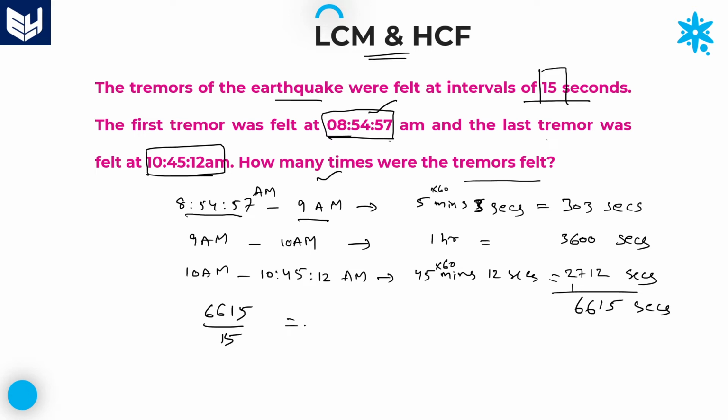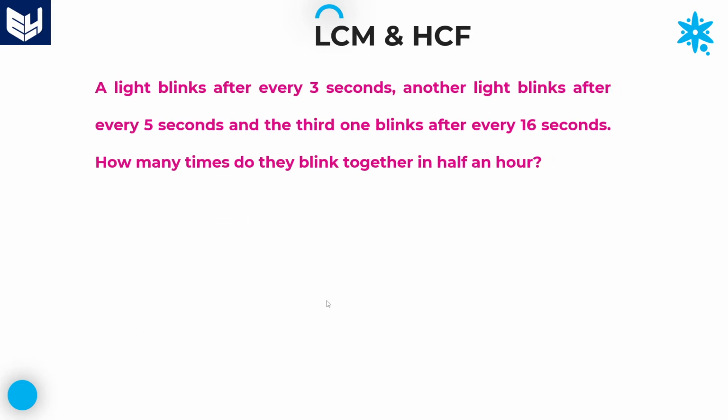Here, 15 fours are 60, again 6 is left over. 61 means again 16 fours, after that 15 ones. Here this value is 441 times. Exactly 441 times the tremors of earthquake were felt. That is the answer for this question. Let's move on to the next question.